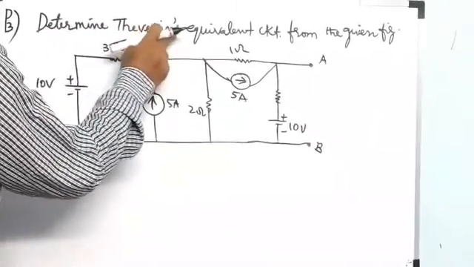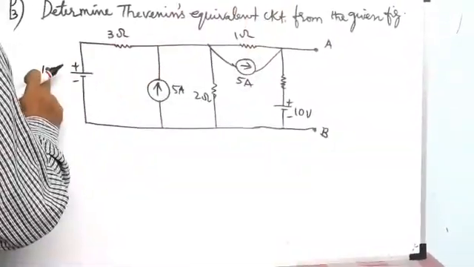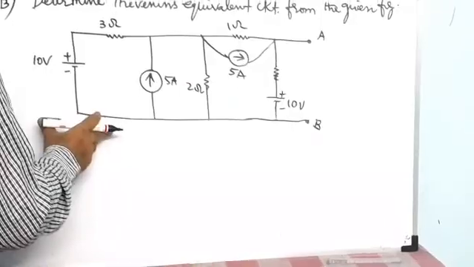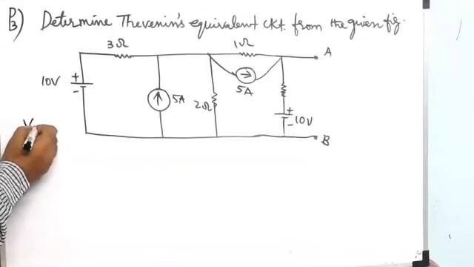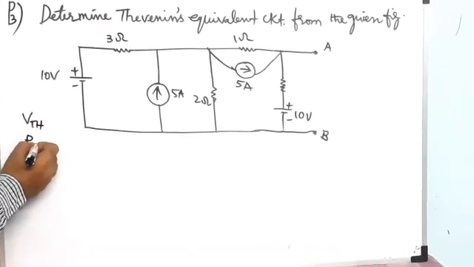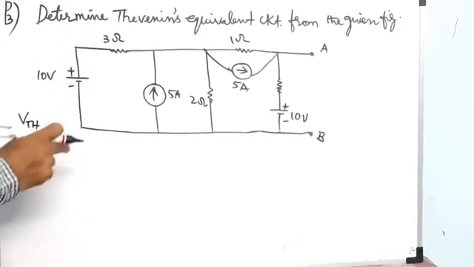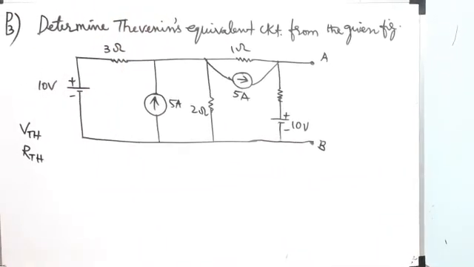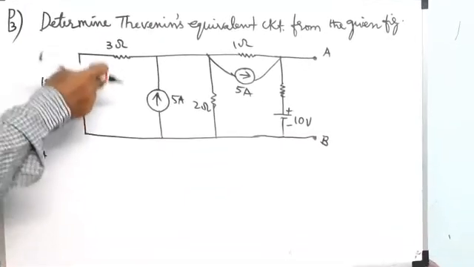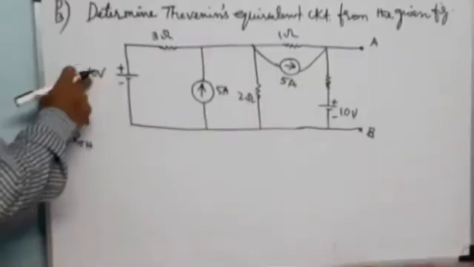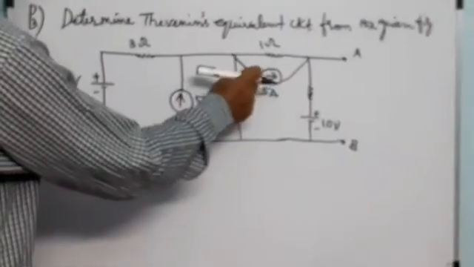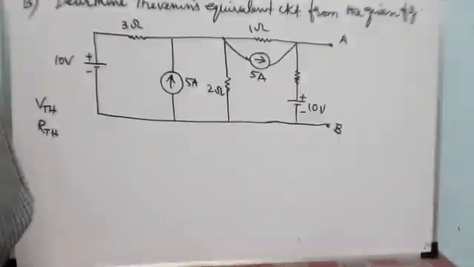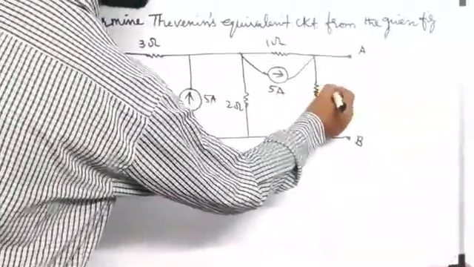Determine the Thevenin's equivalent circuit from the given figure. So here is the circuit diagram given. Across AB terminals we want to find Thevenin's voltage and Thevenin's resistance and draw that equivalent circuit of Thevenin's. Okay, now I will rearrange the circuit. Here is a voltage source, here a current source, here a current source, here a voltage source, and the value is 2 ohm resistance.